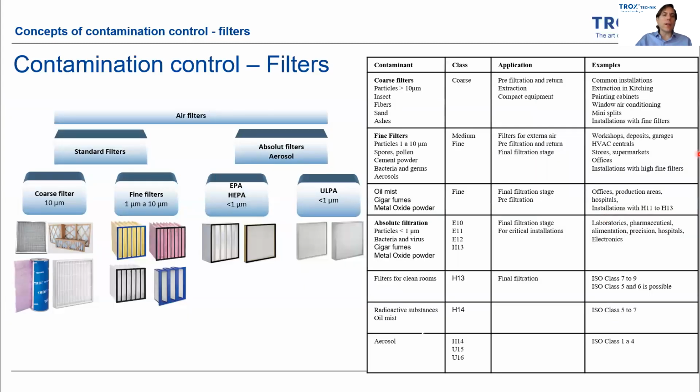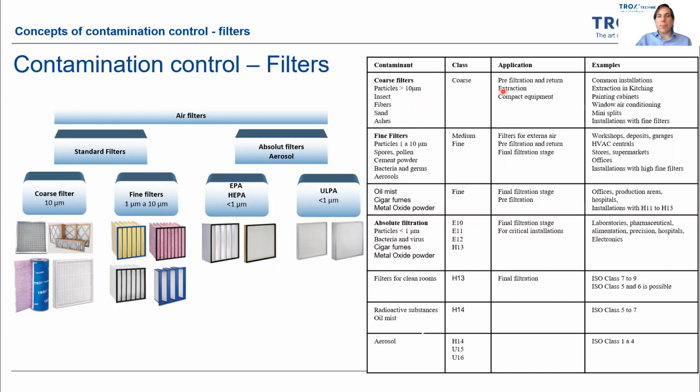So how are the filters classified in general? We have standard filters and we have the absolute filters. The standard ones are dust filters, coarse filters, and fine dust filters. So our MERV filters are in this classification. And then we have the HEPA and ULPA filters. And how do we apply these filters? Usually this kind of filter is used as pre-filtration, and they are designed to capture particles that are bigger than 10 micrometers. They are to capture insects in the air, fibers, sand, ashes, big particles.